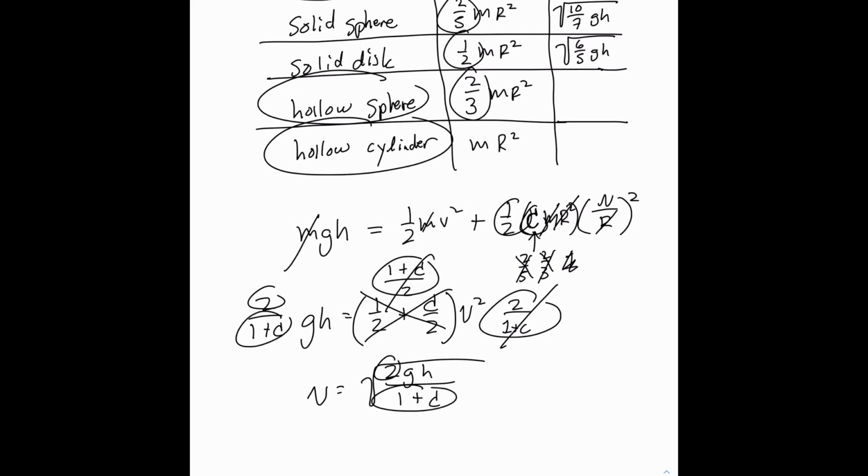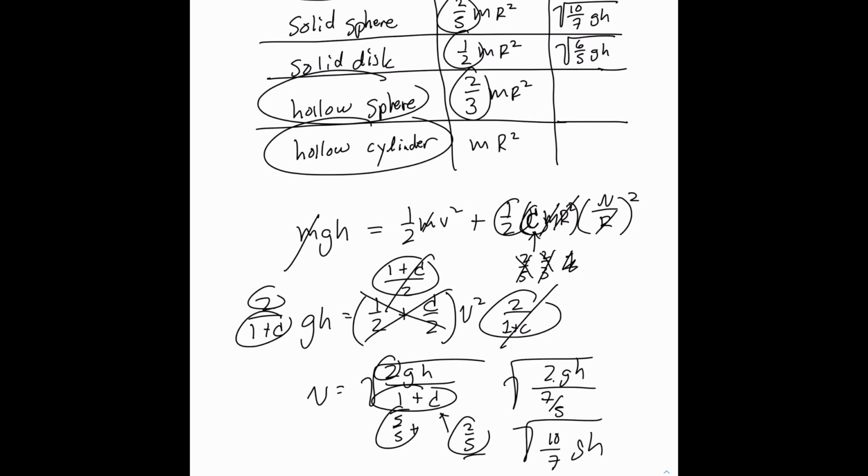Okay, so let's just double check. We did a case where C is equal to 2/5. So 1 plus 2/5 gives us 7/5, right? We'd have 2GH over 5/5 plus 2/5, yeah, 7/5. And 2 over 7/5 is the same as 10 over 7. Oh, and this is all square root. So, yeah, that's right. So we can just use this shortcut to get these last two.